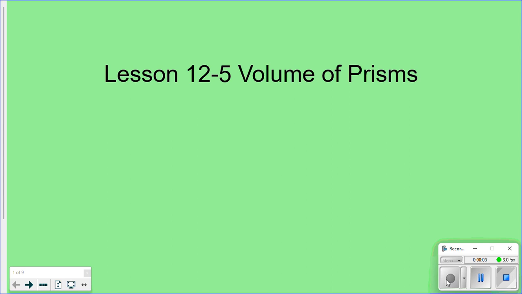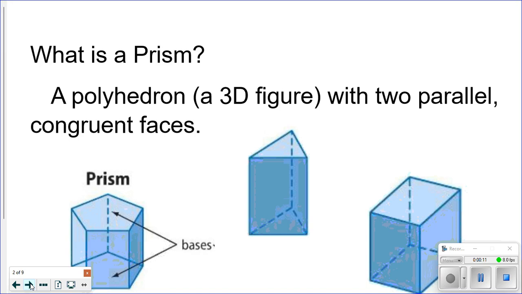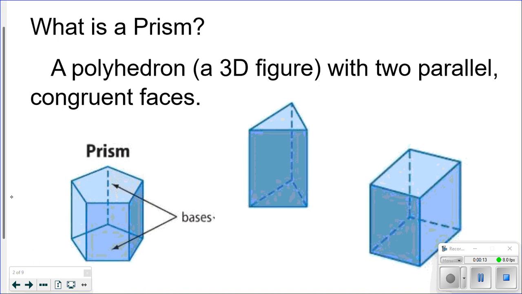Today's lesson is 12.5, volume of prisms. I know we haven't talked a lot about volume or prisms lately, but today's the day. So first thing we're going to talk about is a prism and what it is.